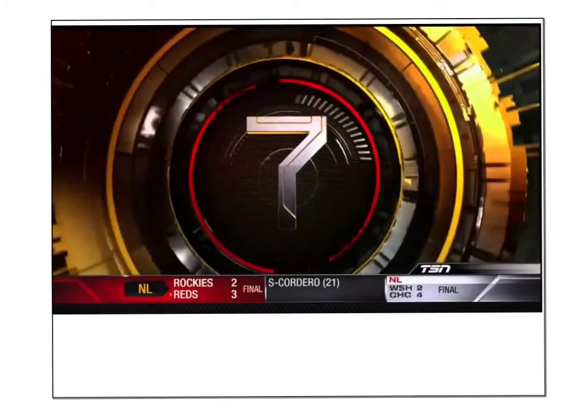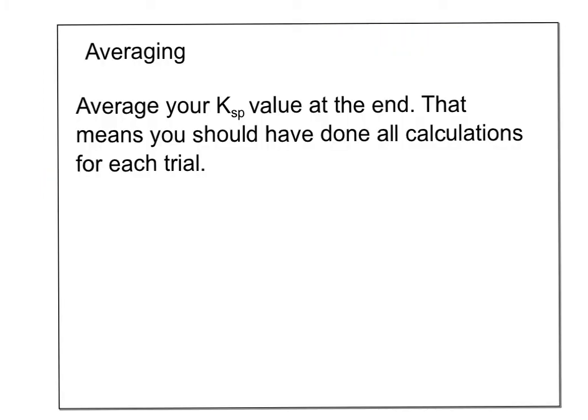Number 7. So ideally, you and your partner were able to get 2 good trials that were acceptable, and what was expected then was that you did all of the calculations for each trial and then averaged your final answers of Ksp. The reason we can't average the amounts or the volumes at any point in the process is because you could have had different amounts.